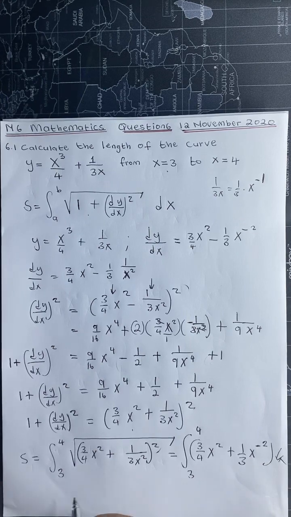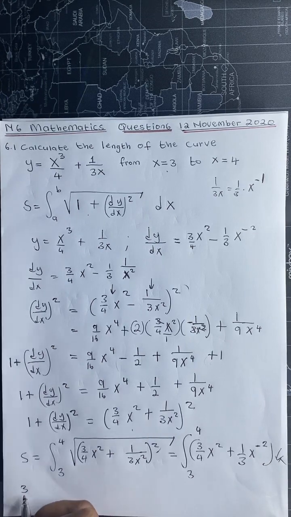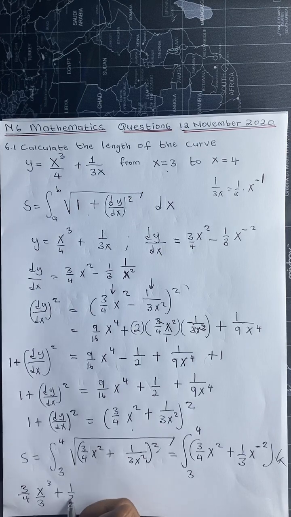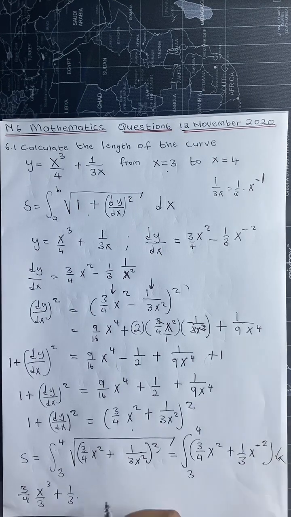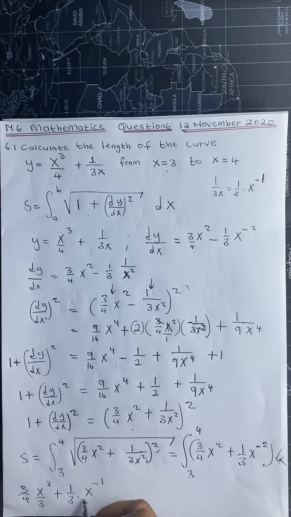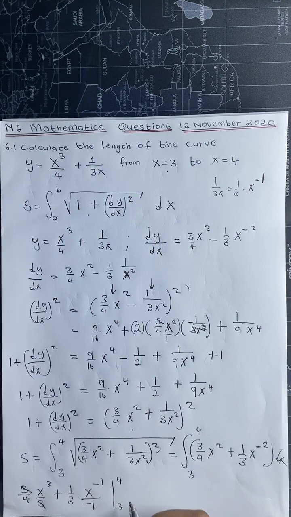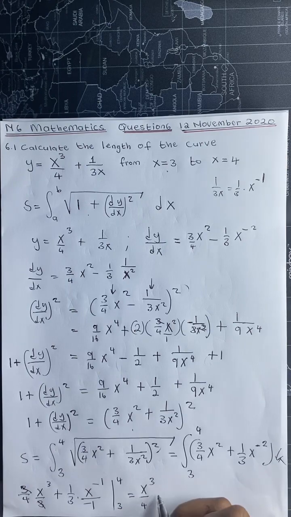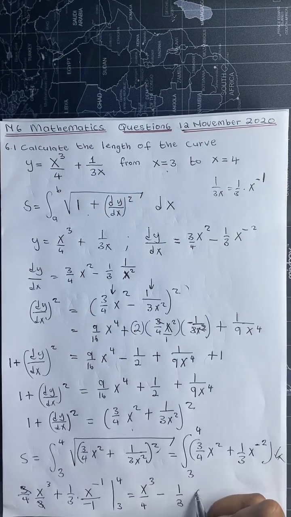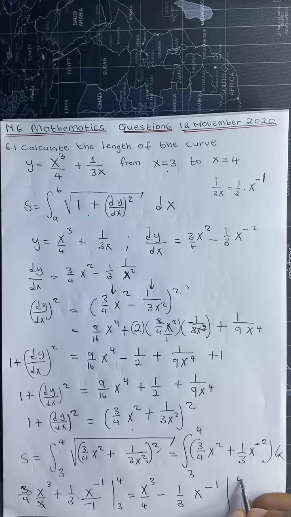So we have the integral of 3 over 4 x squared, which will be equal to 3 over 4 x to the power 3 over 3 plus 1 over 3. The integral of x to the power negative 2 will be equal to x to the power negative 1 over negative 1 from 3 to 4. And that 3 will cancel out with that 3. So this will be x cubed over 4. This negative multiplied by that positive will be negative 1 over 3 x to the power negative 1 from 4 to 3.